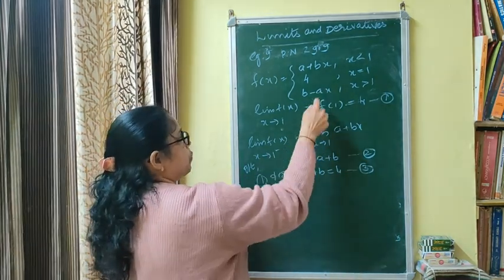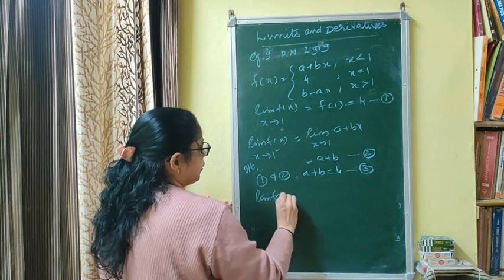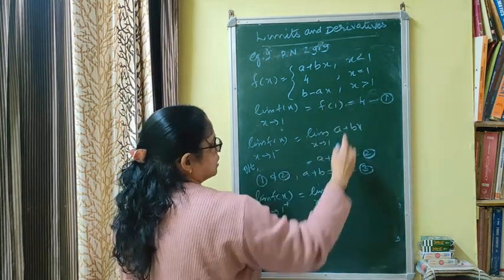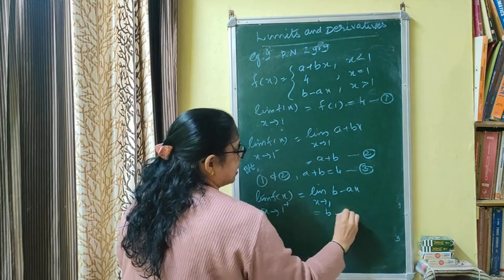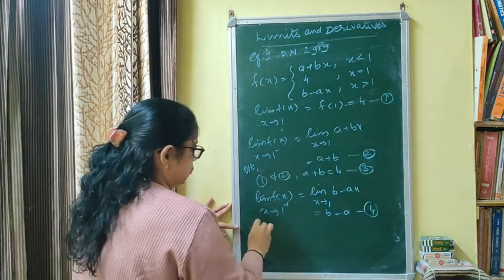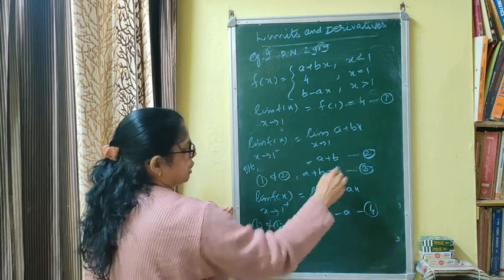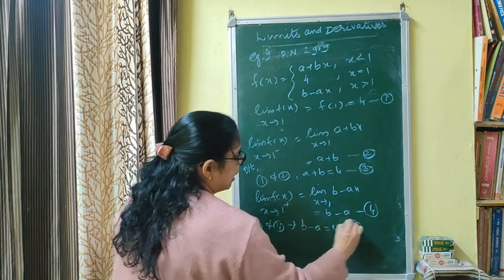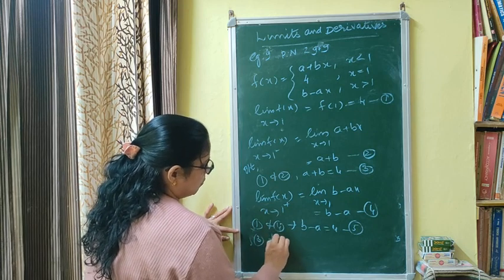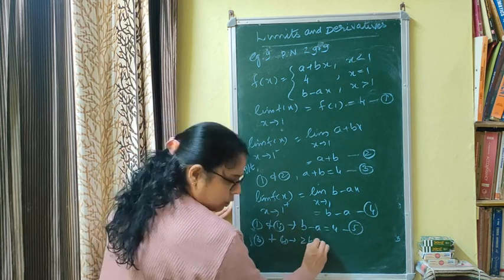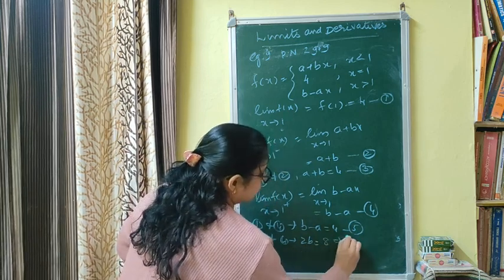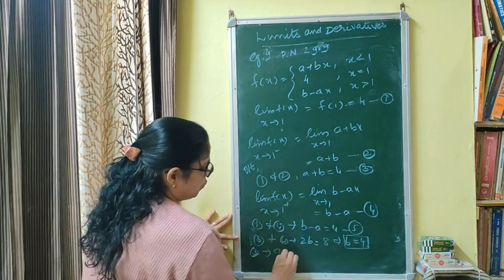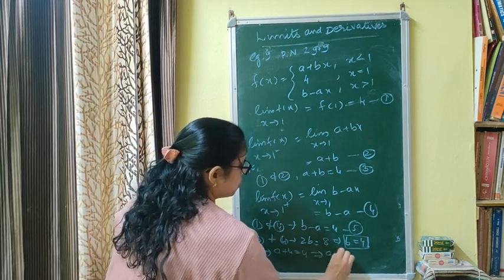Now, the next equation will be formed from the right hand limit. Limit of f(x) as x tends to 1 plus is equal to limit as x tends to 1 of b minus ax, that is b minus a. That is equation number 4. Now from 1 and 4, we can equate the right hand limit also: b minus a equal to 4, equation number 5. Now by solving 3 and 5, adding gives 2b equal to 8, which implies b is equal to 4. Now to find a, from equation 3 you will get a plus 4 is equal to 4, which implies a is equal to 0.